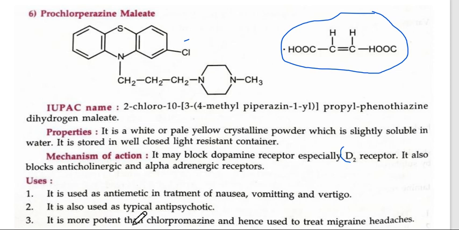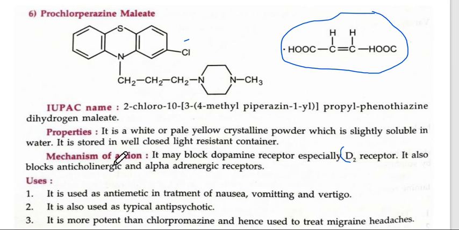It is used as a typical antipsychotic. Now, what is a typical antipsychotic? Typical antipsychotics are also known as first generation drugs or conventional, traditional drugs. The simple mechanism is that, obviously, they act as antagonists. They tightly bind to the dopamine receptors and block them.